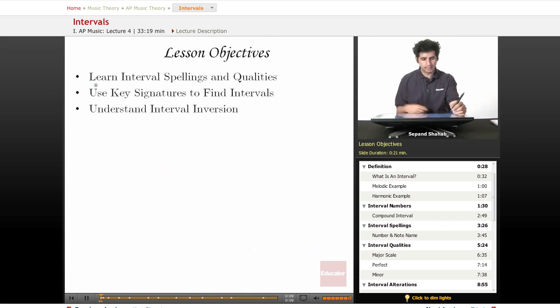So the objectives for this lesson are to learn interval spellings and qualities, and after that we're going to learn how to apply what we learned in the key signatures lesson to find intervals. And lastly, we're going to do a little work with inverting intervals at the end of the lesson.